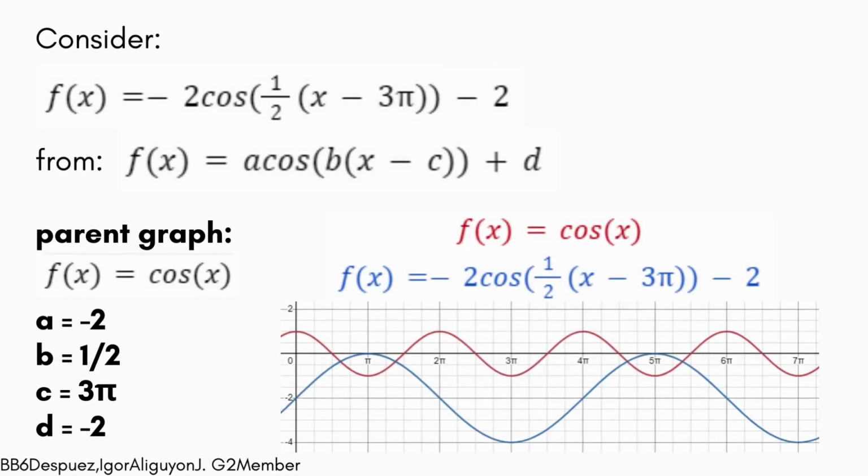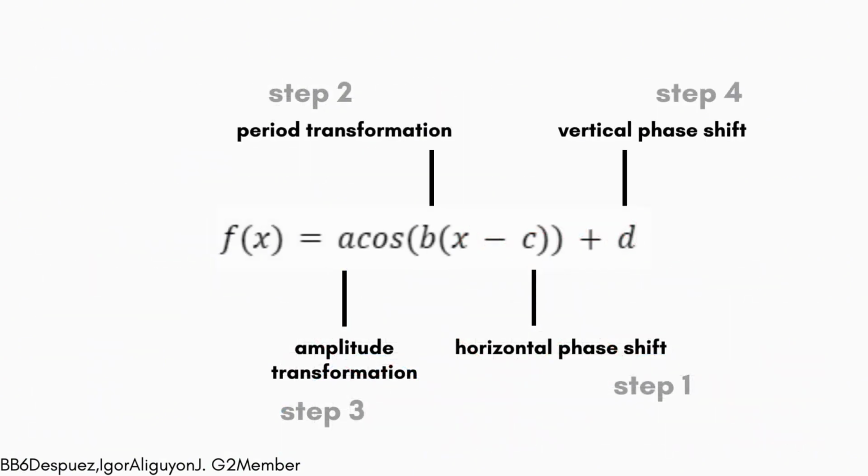Consider the function f of x is equal to 2 subtracted from twice the cosine of 1/2 times the difference of x and 3 pi, which seems pretty complex compared to the graph of just f of x is equal to cosine of x, but bear with me. Here, I like to work from the inner groupings first, and that is transforming the mother cosine graph from horizontal phase shift, then period transformation, followed by amplitude transformation, and then the vertical phase shifting.